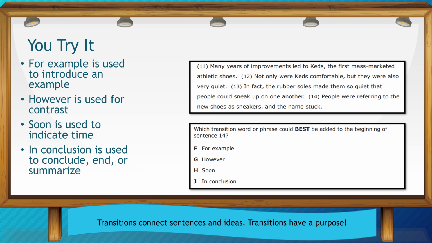So let's look at each answer choice and identify the purpose. For example is used to introduce an example. There's no example here. However is used for contrast. Soon is used to indicate time, and in conclusion is used to conclude or summarize. So if we go back to however being used for contrast, we see that there's no contrast here.